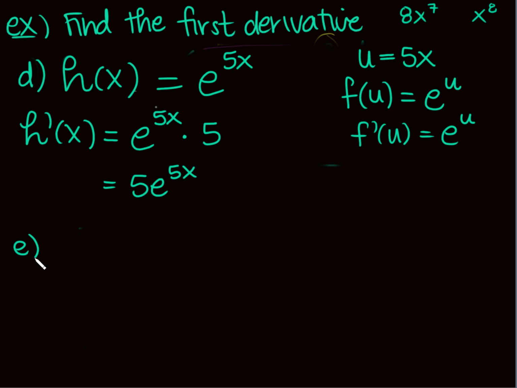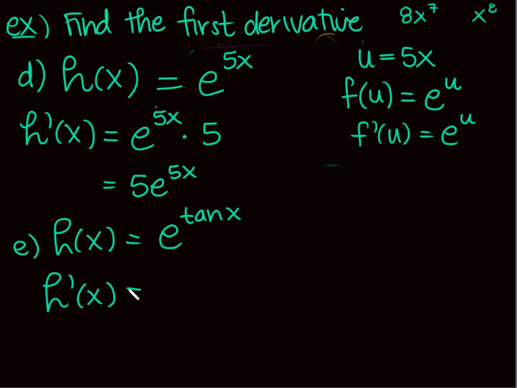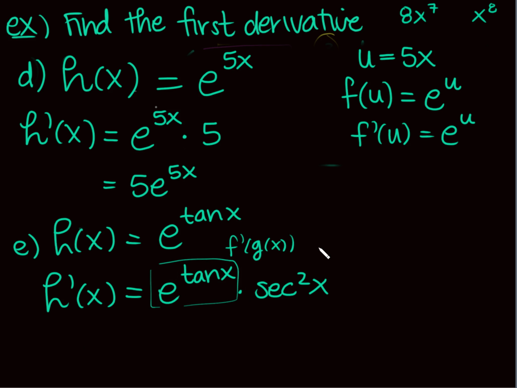I'm gonna do another one. h of x equals e to the tangent of x. Okay, so again, when I'm dealing with e, if it's just e, e is my outside function, so I'm just gonna rewrite it and then multiply by the derivative of the exponent. Rewrite it. This, my friends, is the derivative, that is f prime of g of x. And then this right here, that secant squared, is my g prime of x.